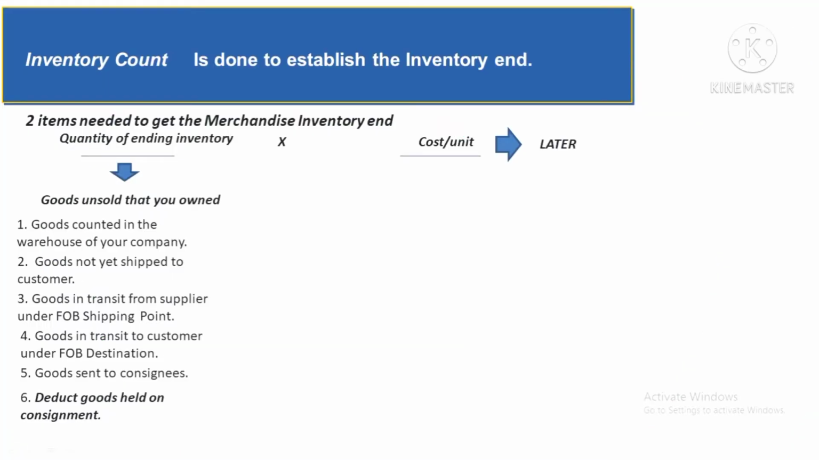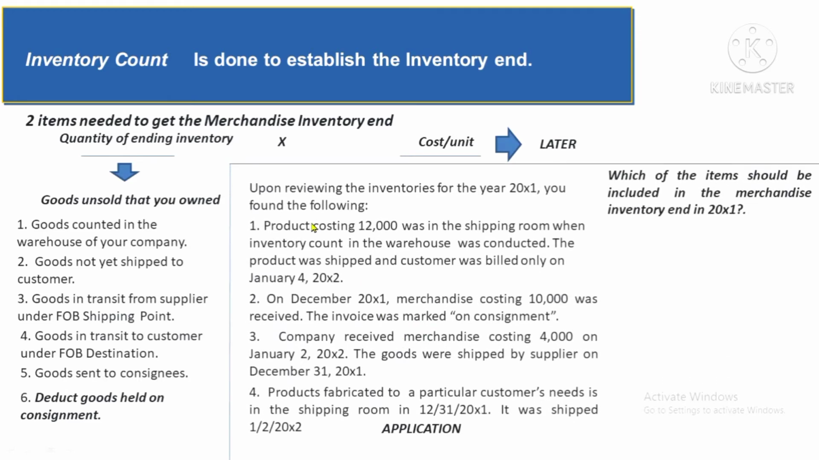So, in order for you not to forget, let us have an application. Let's assess if items 1 to 4 here should be included in the inventory quantity at year-end 20x1. Now, let's start. Upon reviewing the inventories for the year 20x1, you found the following. Number 1. Product costing 12,000 was in the shipping room when the inventory count in the warehouse was conducted. The product was shipped and the customer was billed only on January 4, 20x2. The question is, are these inventories included in the quantity?